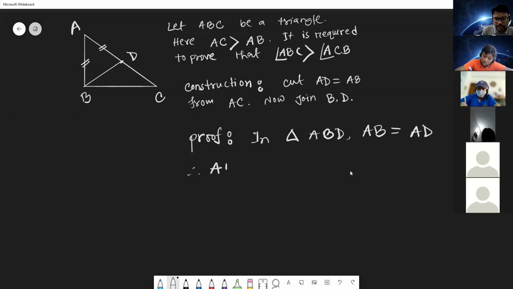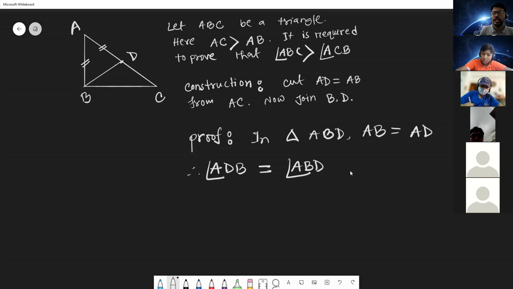So angle ADB is equal to angle ABD, because an isosceles triangle has two equal angles. So this is step one done. I think if you write here step one, it will be better for you. Okay, just write the step one.